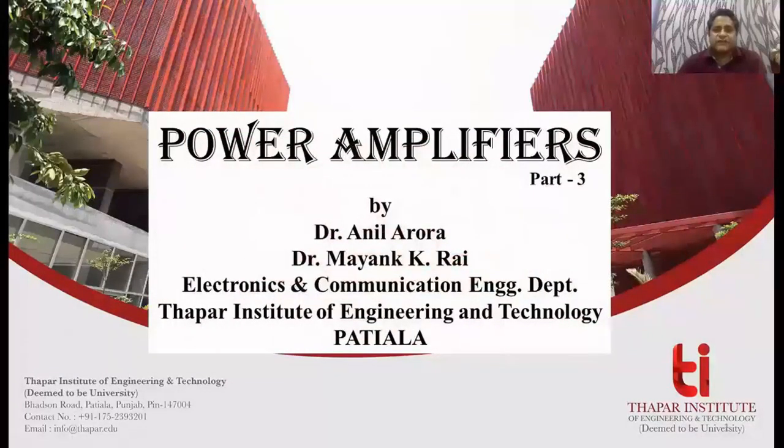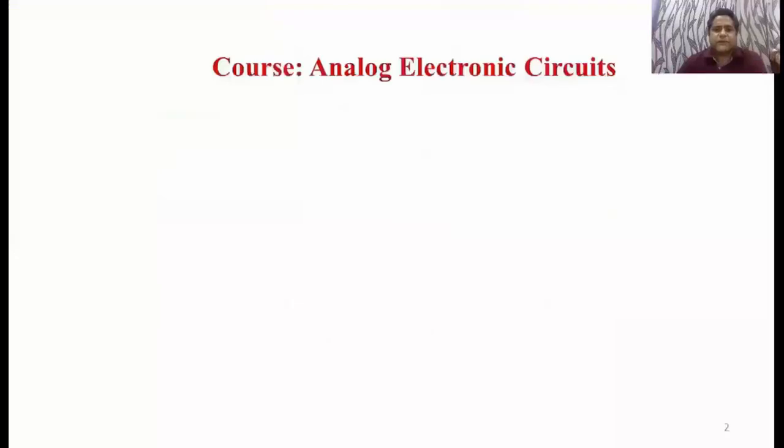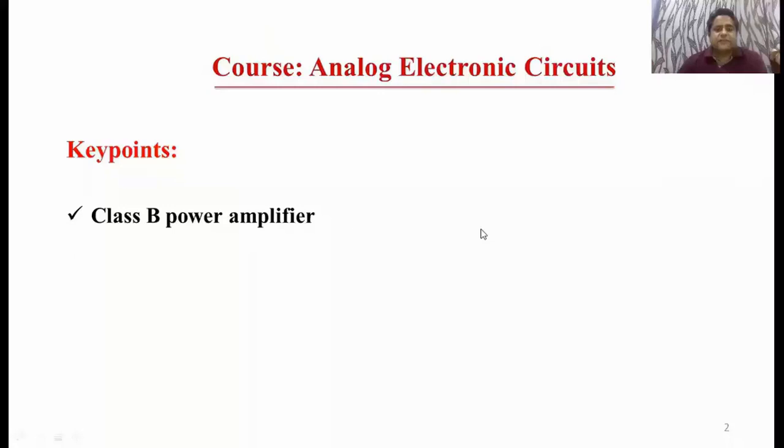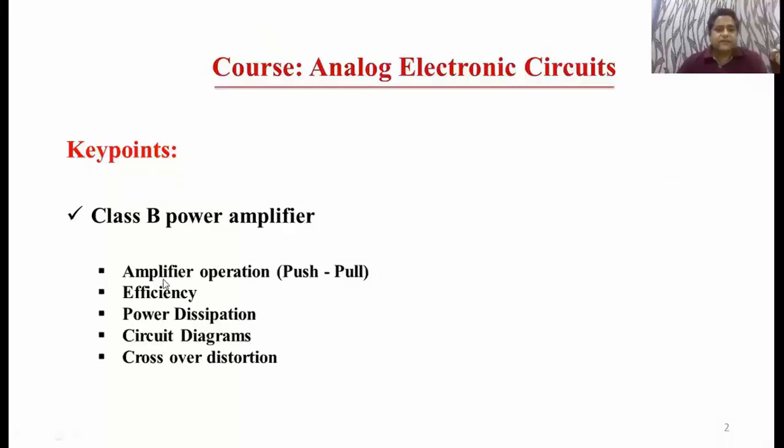Today we will discuss session 3 of power amplifiers. In the first session, we discussed introduction and need of power amplifiers along with its classifications. In the second session, we discussed Class A amplifier in detail. In today's session, we will discuss Class B amplifier. In that, we will discuss amplifier operation with push-pull operation, its efficiency, power dissipation, circuit diagrams, and crossover distortion.